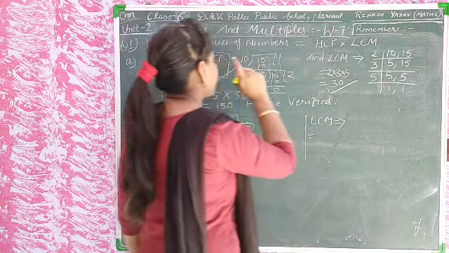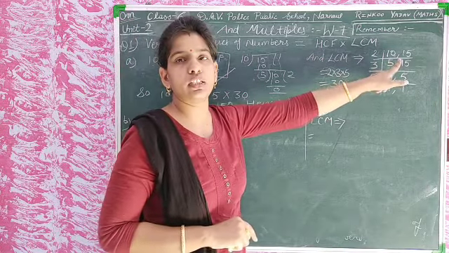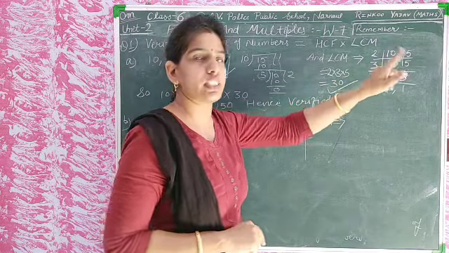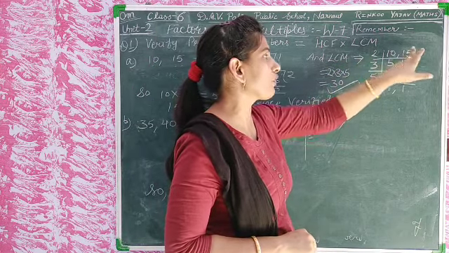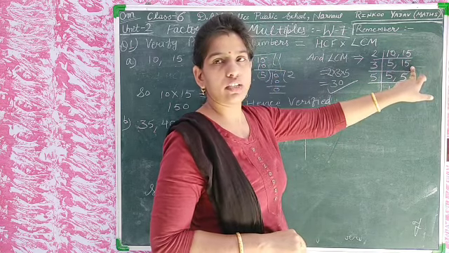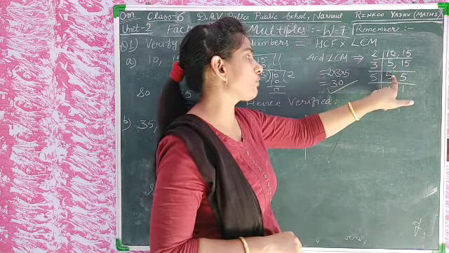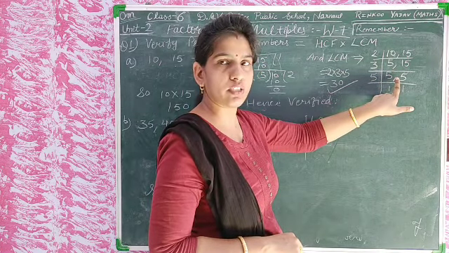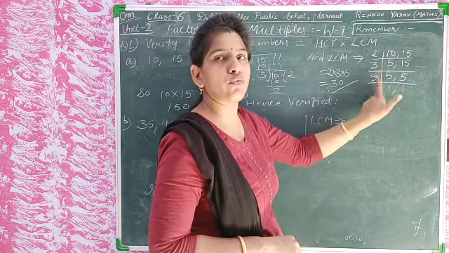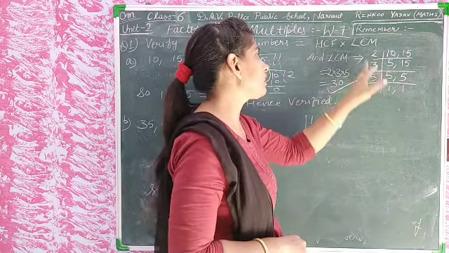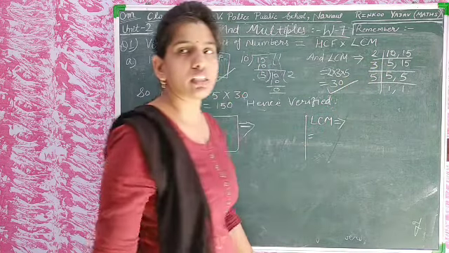What is the LCM? We have to find the LCM of 10 and 15. First we divide by 2: 2 fives are 10, and 15 stays as it is because it is not divisible by 2. Now we divide by 3: 5 stays as it is because it is not divisible by 3, and 3 fives are 15. Now we divide by 5: 5 and 5. Its LCM is 2 into 3 into 5, that is 30.